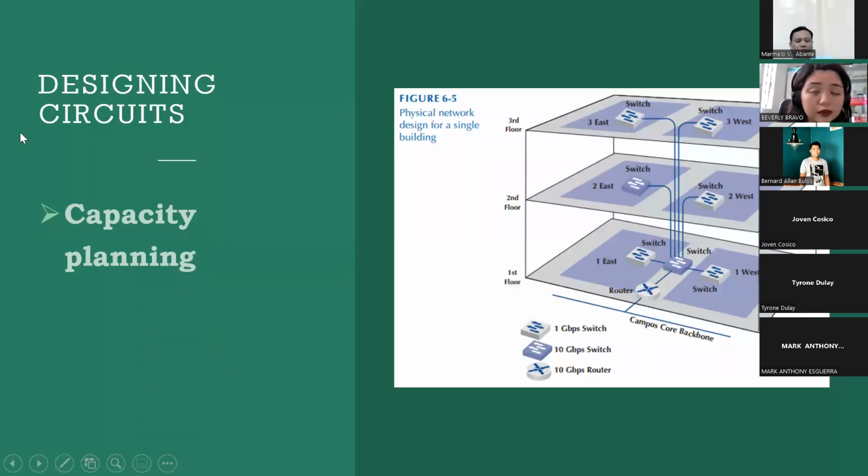Okay. Next up is designing the circuit. This is the super technical stuff of the network design, which, to put it simply, is capacity planning. What kind of cables, what kind of routers, what kind of switches do we need in this network design for it to support the data that the organization is handling? That's basically the gist of this process.